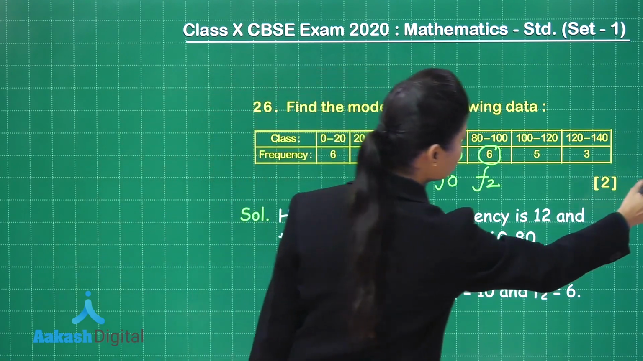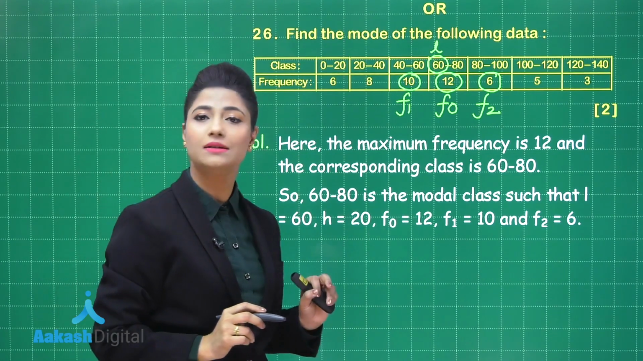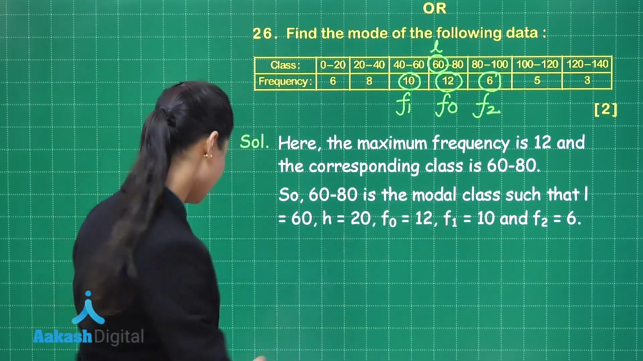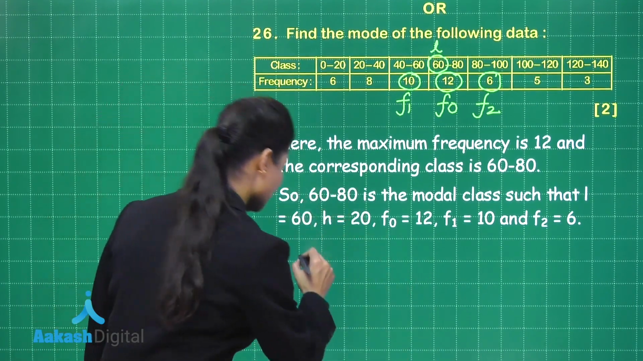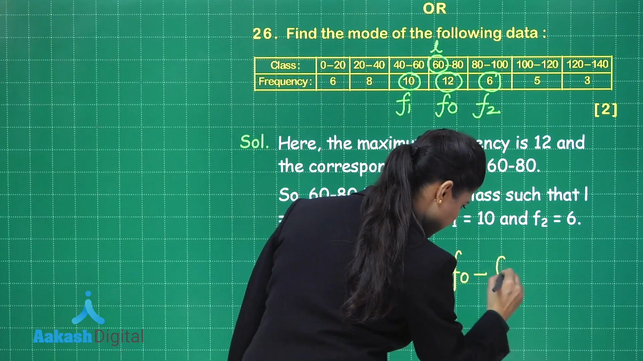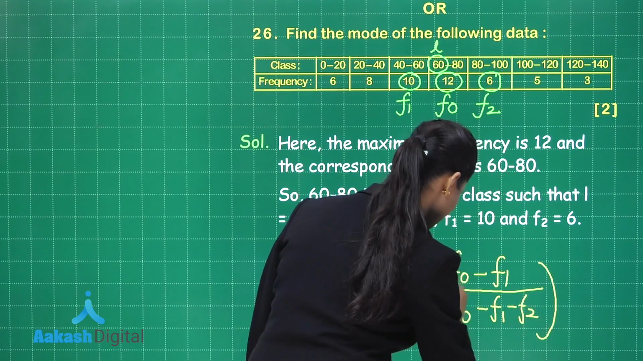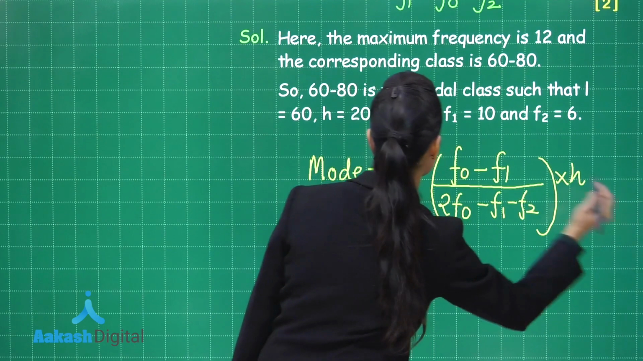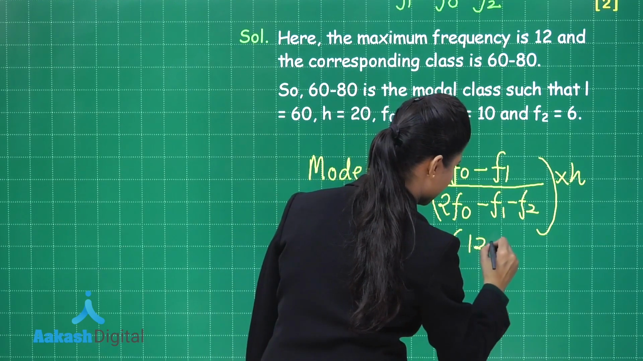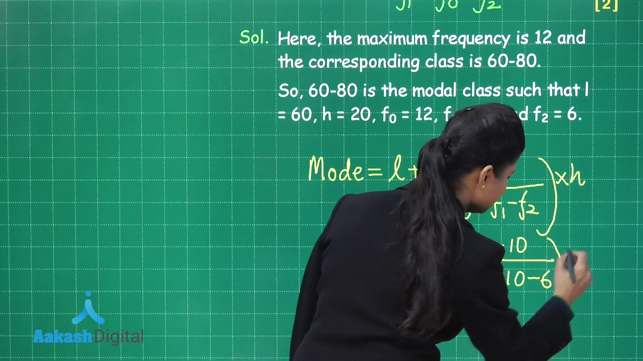So you clearly get here the modal class, and L is the lower limit of the modal class, 60, H is the class size, 20, F0 is here 12, that is the frequency of the modal class, F1 is 10, which is the frequency of the class preceding the modal class, F2 is here 6, which is the frequency of the class succeeding the modal class. So now we need to obtain the mode using this formula, that is L plus (F0 minus F1) whole by (twice F0 minus F1 minus F2) whole into H. So let's substitute these values. So L is here 60 plus F0 is 12, so I have 12 minus 10 upon 2 into 12, 24 minus 10 minus 6, into 20.